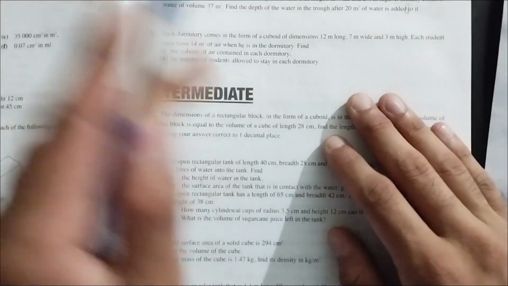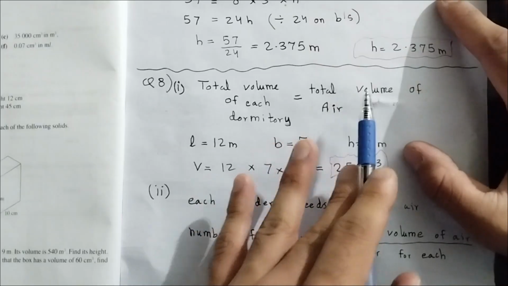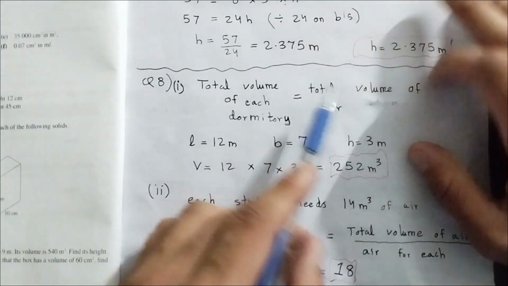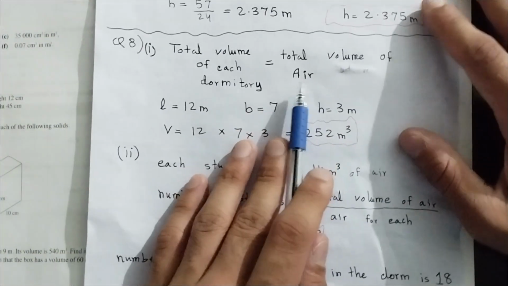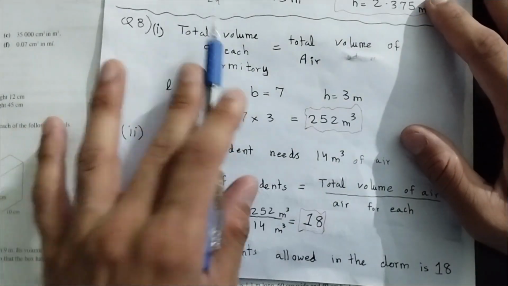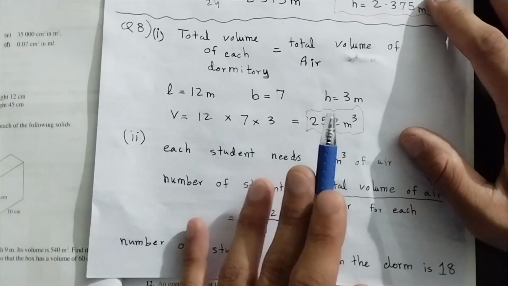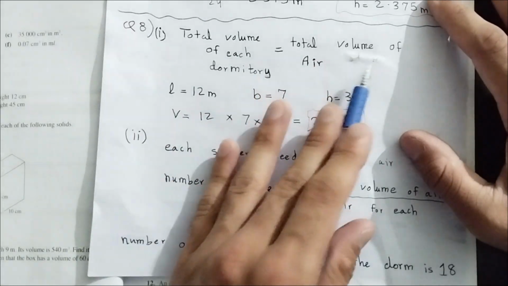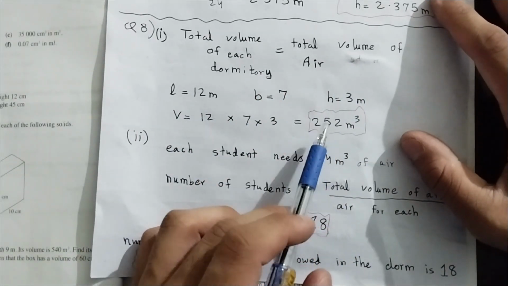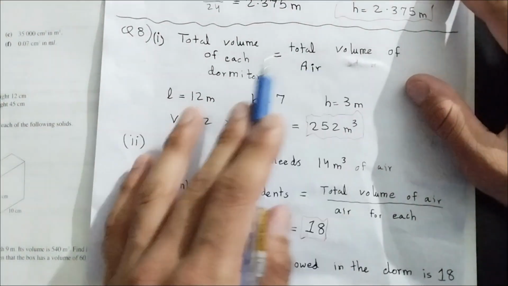Yeah, so one more thing you need to remember is that when we're saying that the total volume of each dormitory is equal to the total volume of air, that's wrong in real life, but right now it doesn't matter. It's easier to solve the question this way, so we're going to take it like that, okay? One more thing, the volume that we're going to find, the total volume of each dormitory, in reality, the total volume of air is always going to be less than the total volume of each dormitory. So if this is the total volume of each dormitory, the total volume of air is going to be something less than that, okay? But right now it doesn't matter, so we're just going to assume that this total volume is the total volume of air, okay?